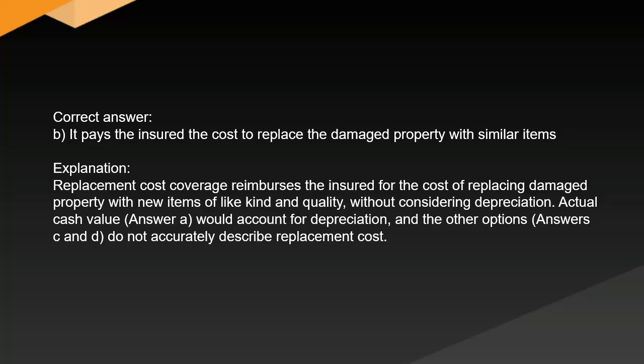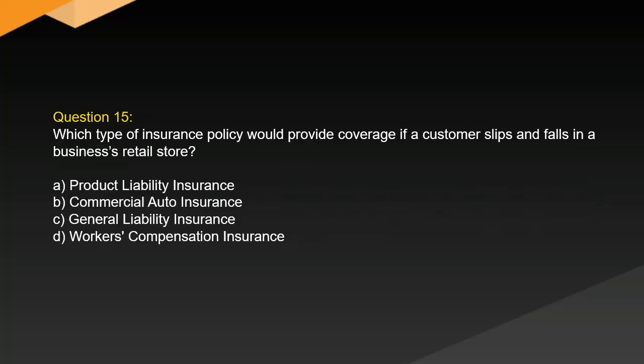Explanation: Replacement cost coverage reimburses the insured for the cost of replacing damaged property with new items of like kind and quality without considering depreciation. Actual cash value, answer A, would account for depreciation, and the other options, answer C and D, do not accurately describe replacement cost. Question 15.